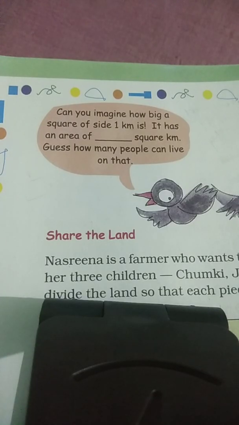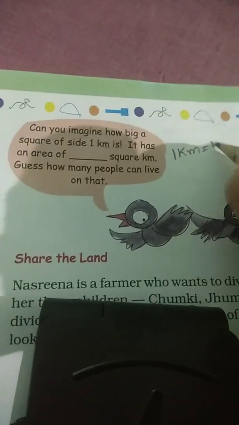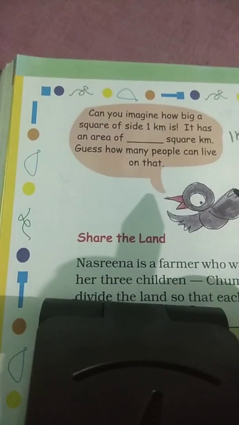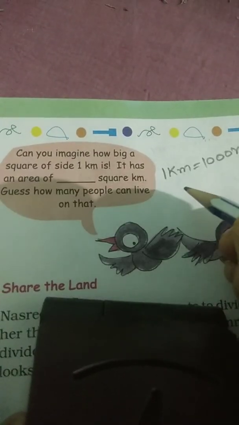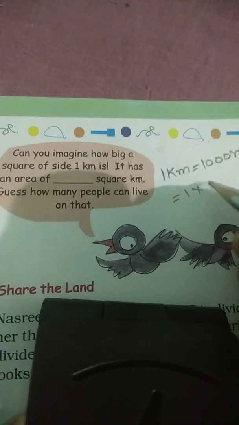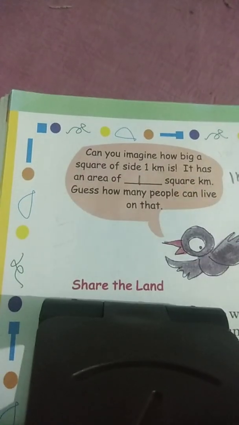Now can you imagine how big a square of side 1 kilometer is? So we all know that 1 kilometer is equal to 1000 meter. Right? So one side is given that is 1 kilometer. Now it has an area of that square kilometer. So we have to find the area. How will we find it? Area of a square is side multiplied by side, right? So side is 1 kilometer. So 1 multiplied by 1 will be 1 square kilometer. So the answer is 1 square kilometer.